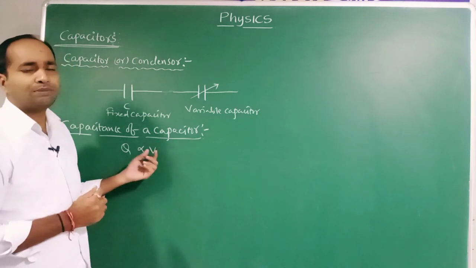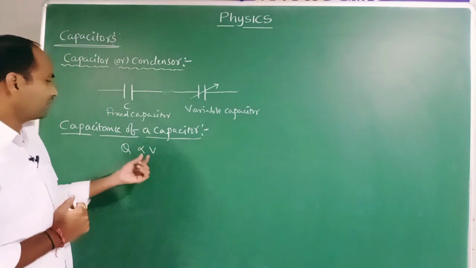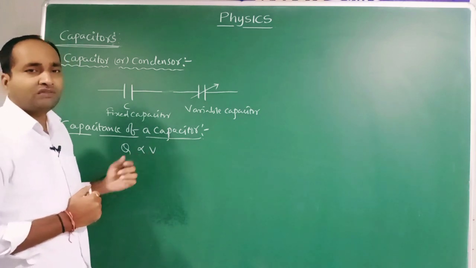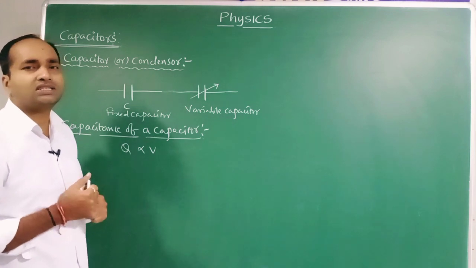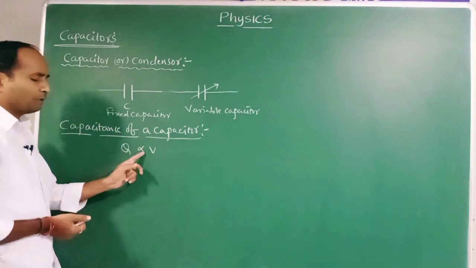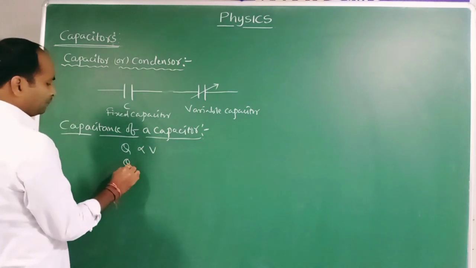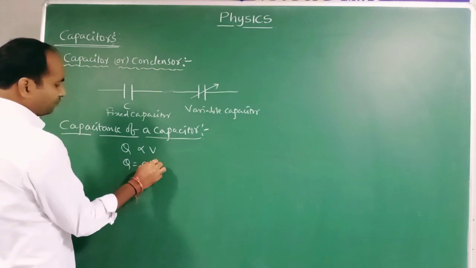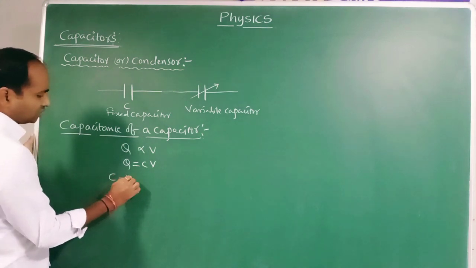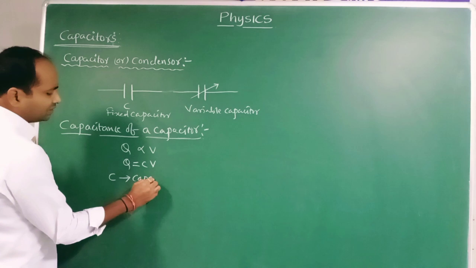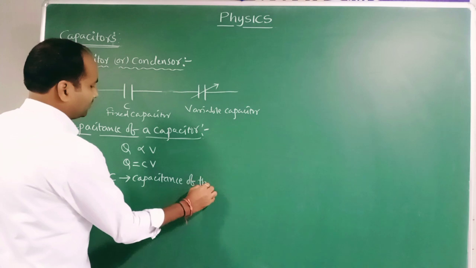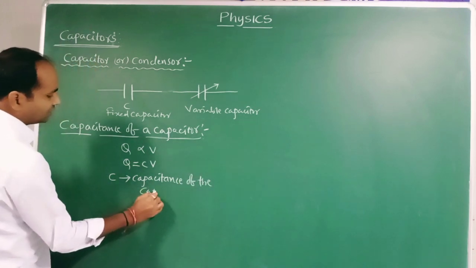A capacitor consists of two conductors. V is the potential difference across the conductors and Q is the amount of charge. Whenever we increase the charge of the capacitor, the potential difference between the plates also increases. Q is proportional to V, so we may write Q = CV. Here the proportionality constant C is called the capacitance of the capacitor or the conductor.